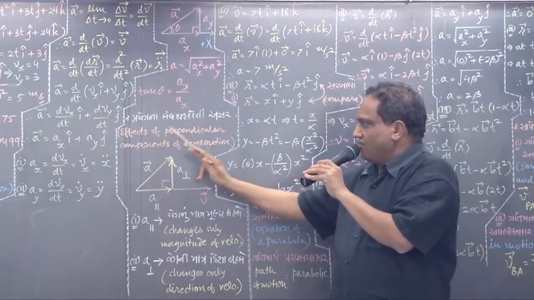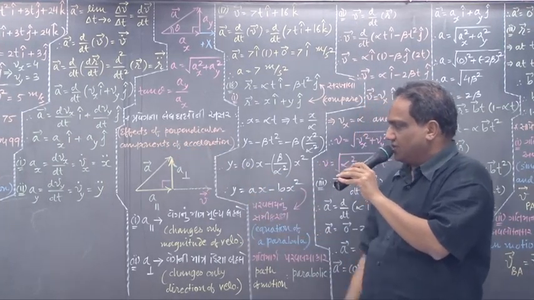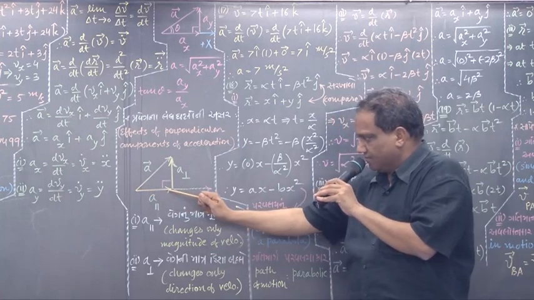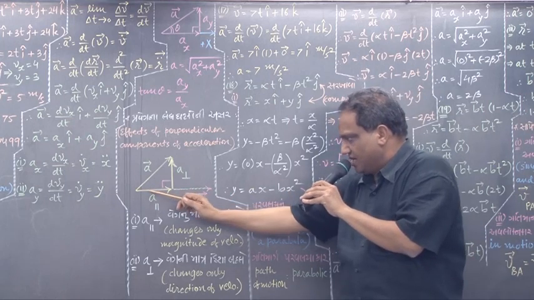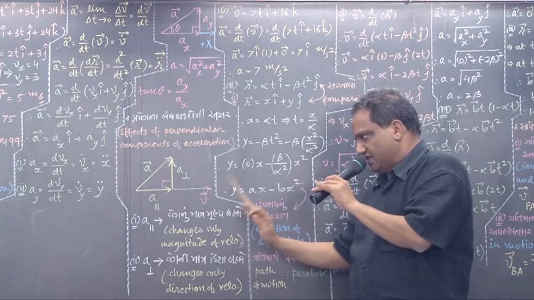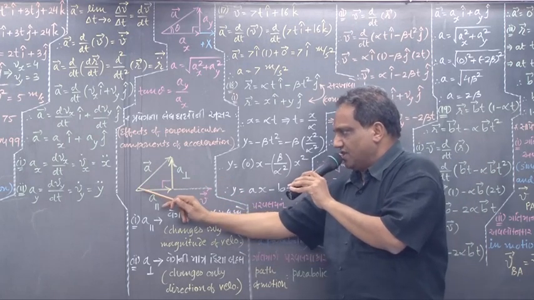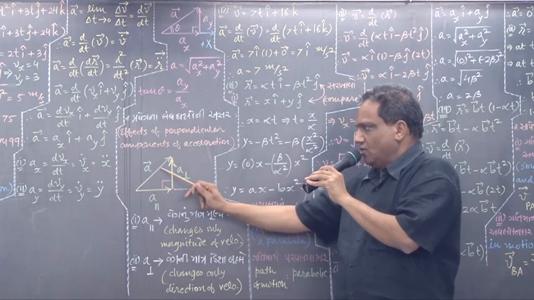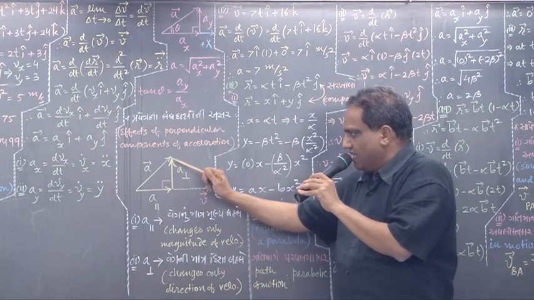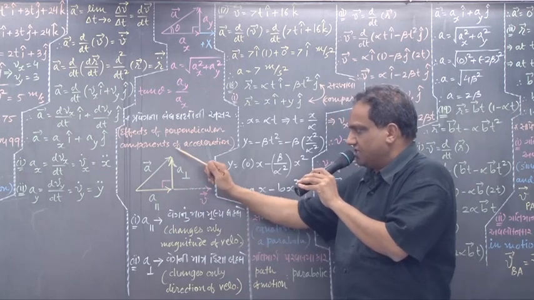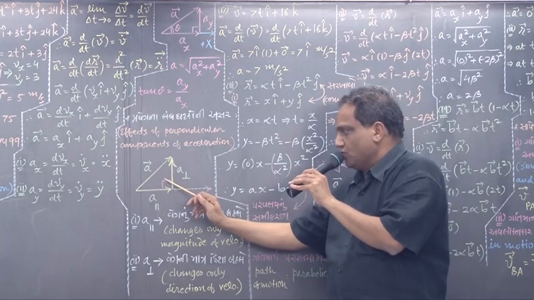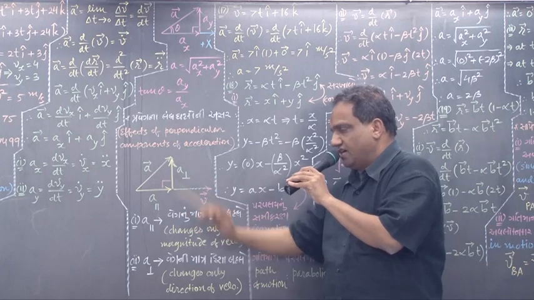What are the effects of perpendicular components of acceleration? Simple. Suppose a particular body is moving along this direction. Naturally its velocity will be in this direction, so this gives you the direction of velocity. Suppose the direction of acceleration is this. Can you not resolve this vector into two mutually perpendicular components? This vector plus this vector will give you this vector. So these are two mutually perpendicular components of vector A.